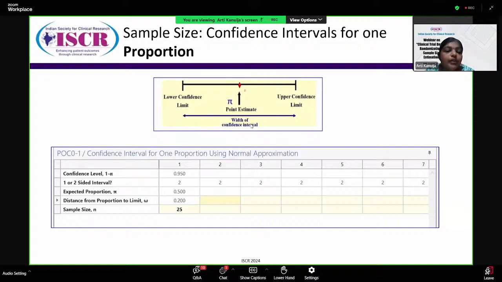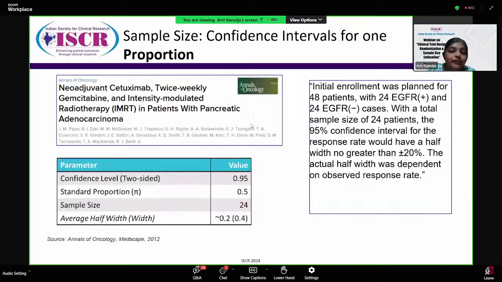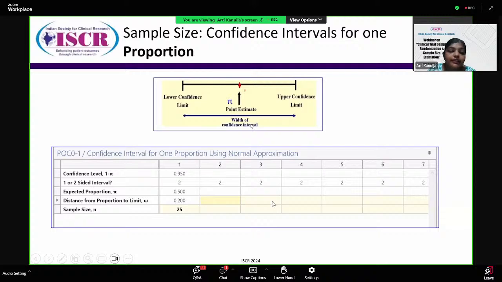So I've got at least 2 patients more than what was actually projected in that paper. In the prior example, 24 is the sample size per point, and here it is 25.